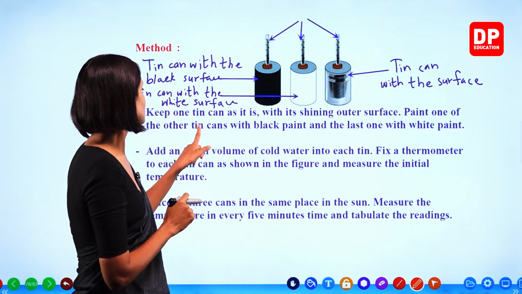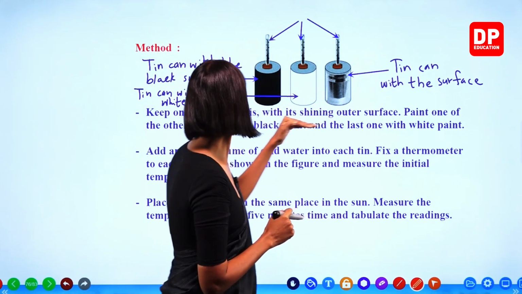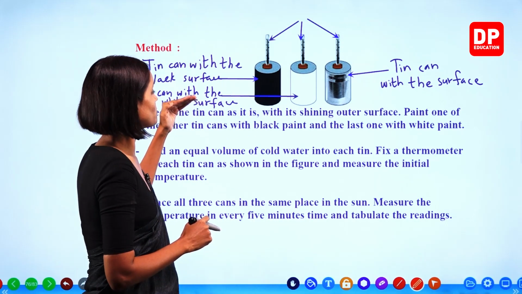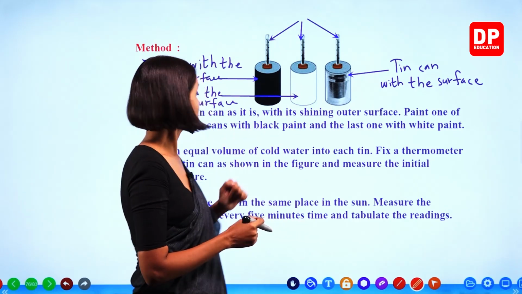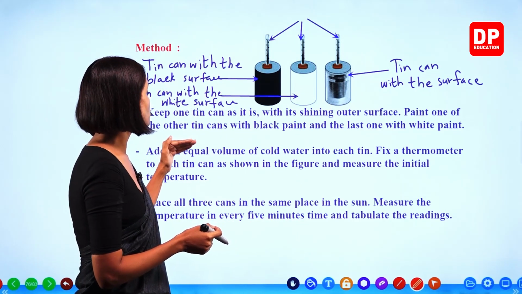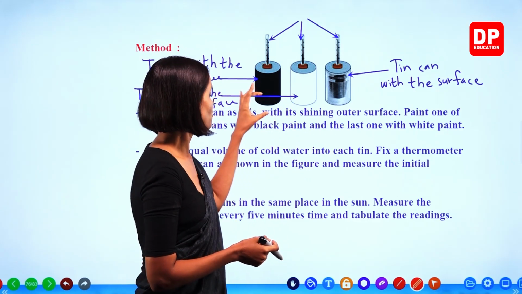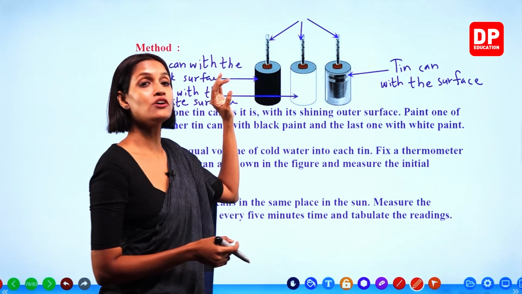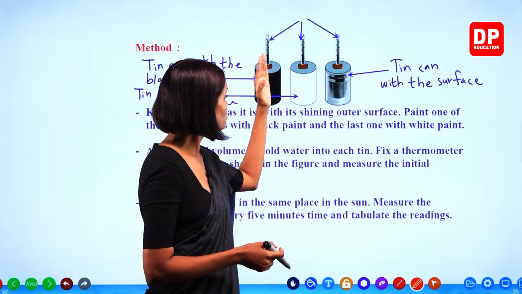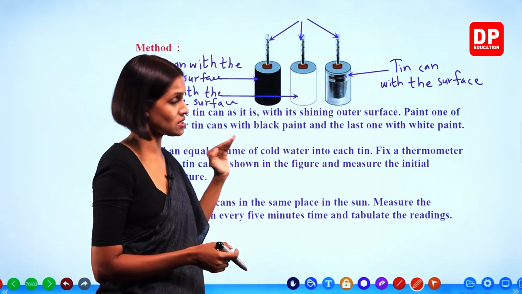So keep 1 tin can as it is with its shining outer surface. Paint one of the other tin cans with black paint and the last one with white paint. Okay? Add equal volumes of cold water into each tin. Right? If you fill 50 milliliters of water into the first tin, the similar volumes of water should be filled in the other tins also. It should be the same.